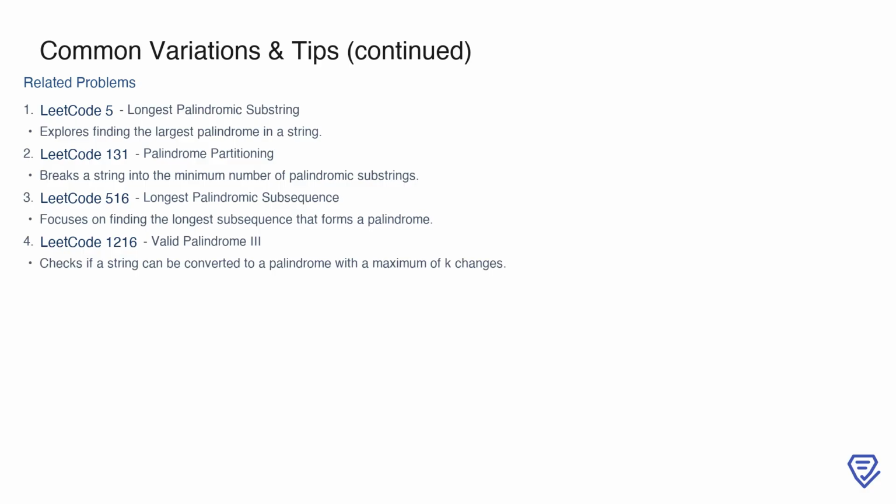Finally, LeetCode 1216, valid palindrome 3, is a variation that asks whether a string can be converted into a palindrome with a maximum of k changes. Exploring these problems can deepen your understanding of symmetry, dynamic programming, and other techniques you can apply to palindrome-related challenges.